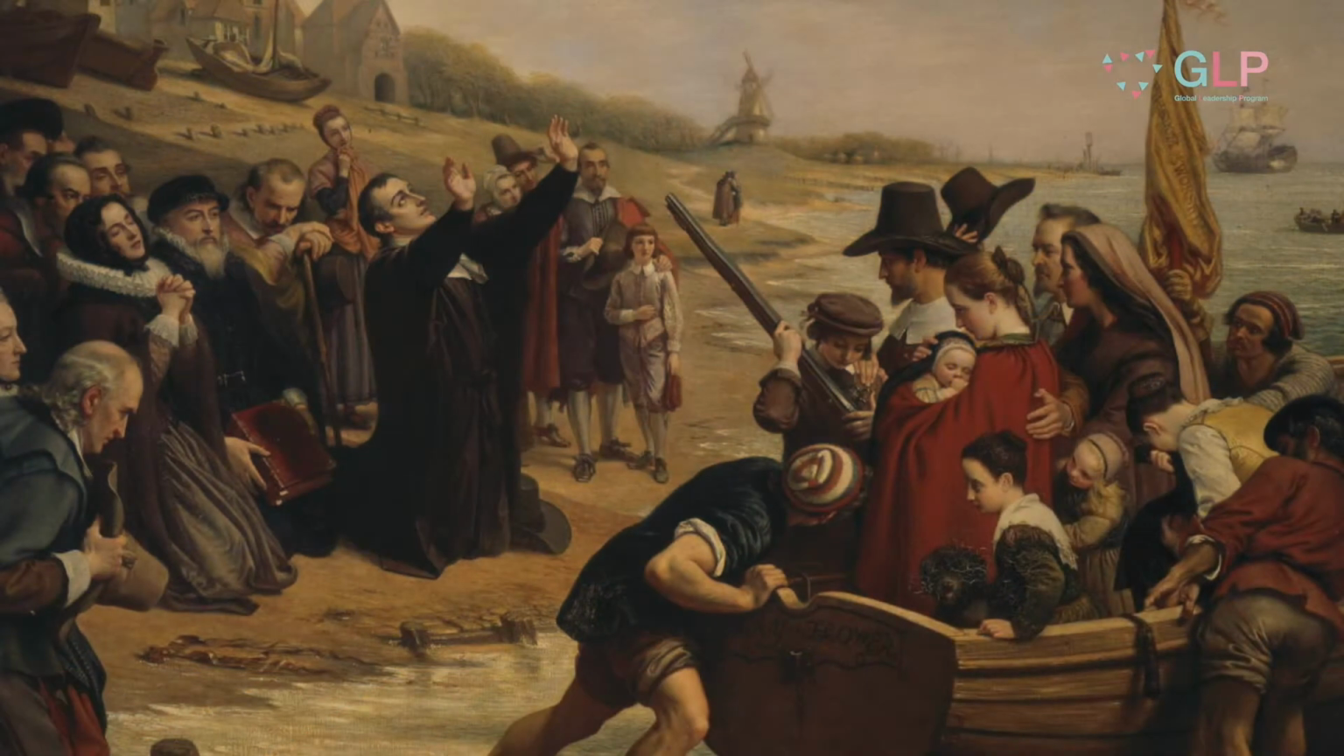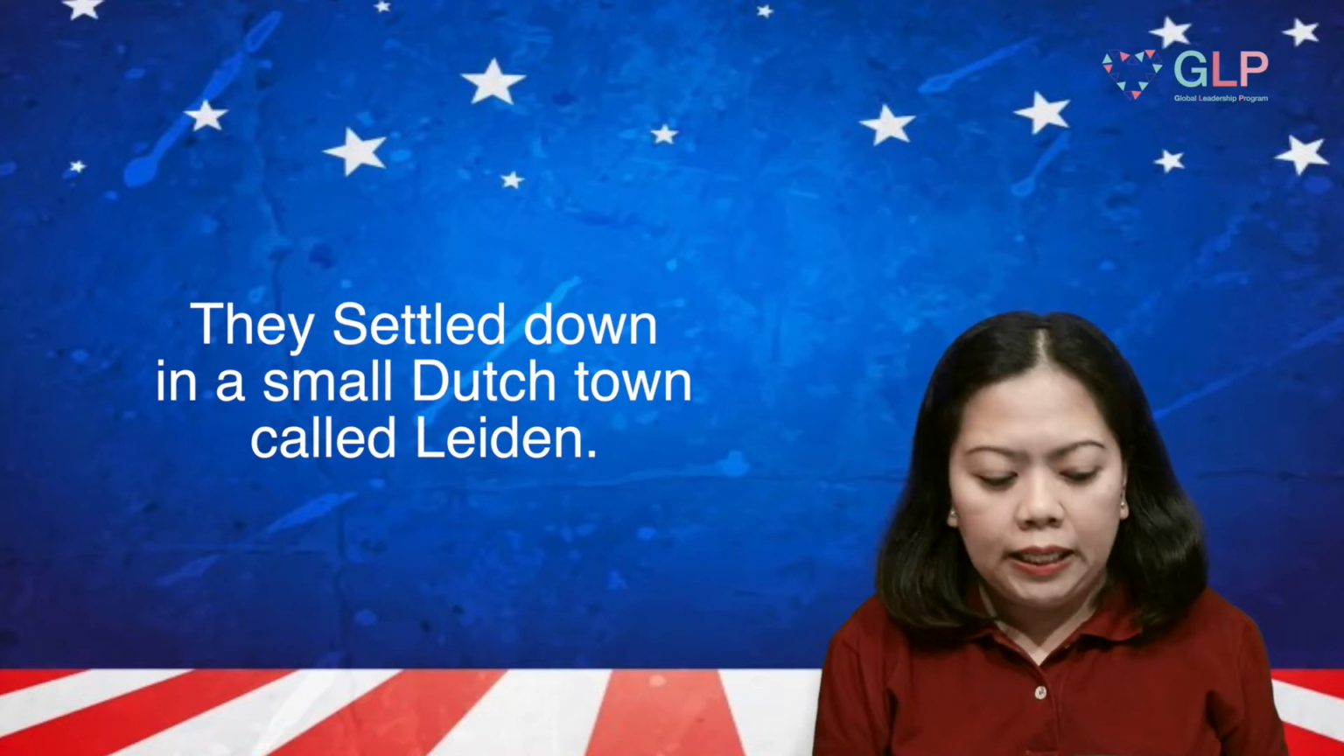So, it was a short journey only. William Bradford and the other separatists packed their belongings, and with their families they went by a tiny wooden ship and sailed across the sea to Holland. So pumunta sila sa Holland. They settled down in a small Dutch town called Leiden. So remember the word Leiden.